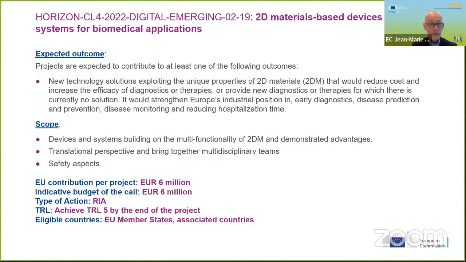The indicative budget of the call is 6 million euro. Here again, we expect to select only one project. It will be a research and innovation action. And as for the two previous topics, the TRL expected at the end of the project is TRL 5. And again, no specific requirement regarding eligible countries.